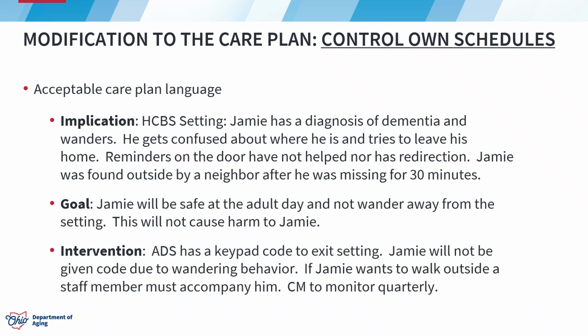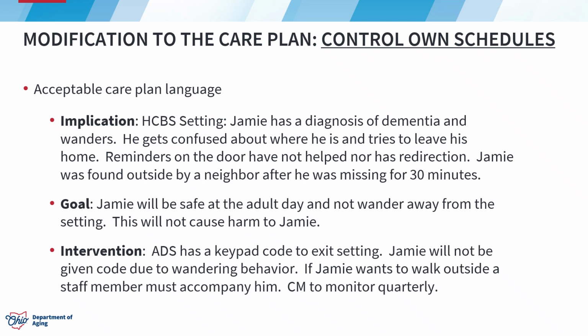And we'll see here that he gets confused about where he is and tries to leave his home. Reminders on the door have not helped, nor has redirection. Jamie was found outside by a neighbor after he was missing for 30 minutes. The level of detail here demonstrates that the modification is needed because previous interventions did not work. Less intrusive methods did not work. There's a clear description of the condition, which is the wandering and the confusion, that is directly proportionate to the specific assessed need.